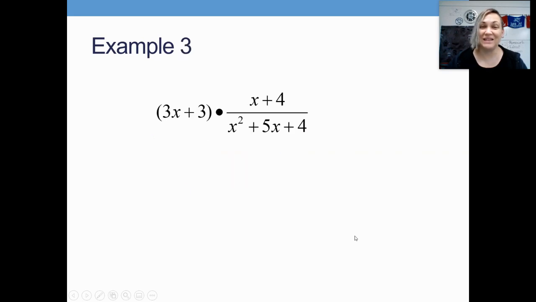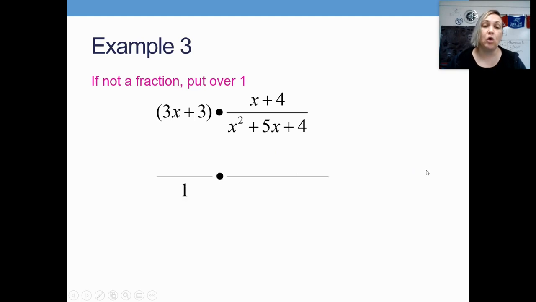Okay, last example for today, and we'll do some practicing during class as well. In this example, I'm multiplying a whole number by a fraction. So if this ever happens, I do recommend that you don't leave it a whole number. You should make it a fraction. So every whole number is a fraction over 1. This will just help you identify your numerator and denominator a little bit easier. So I'm going to change that first part to 3x plus 3 over 1.